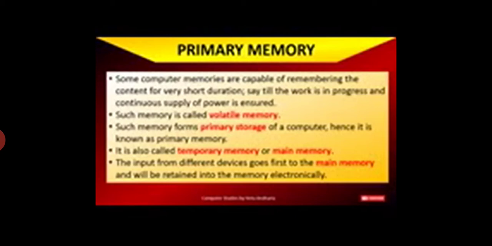Such memory is called volatile memory. Such memory forms the primary storage device of a computer. Hence it is known as primary memory. Now this question should be arising in your mind also, that sir, if this memory is able to store the data only for a temporary period of time, then why is it known as primary memory?